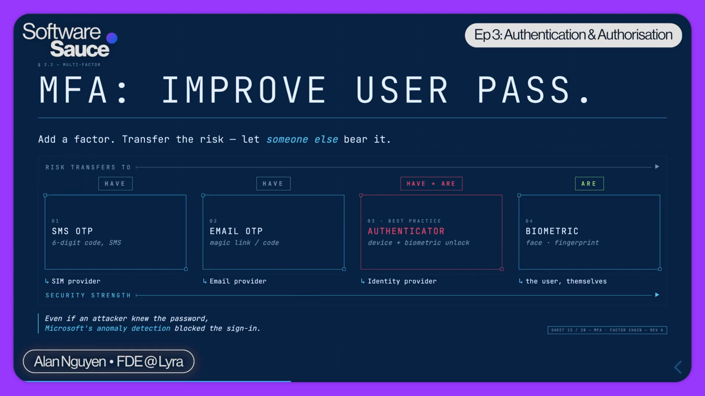So now you can't only just know the username and password, you also need to have SMS or the email or the authenticator app. Another concept I want to hammer home is the transference of risk. By using an authenticator app, for example, you're transferring some risk to the authenticator because they have to do their own implementation. And that's providing more defense for you.